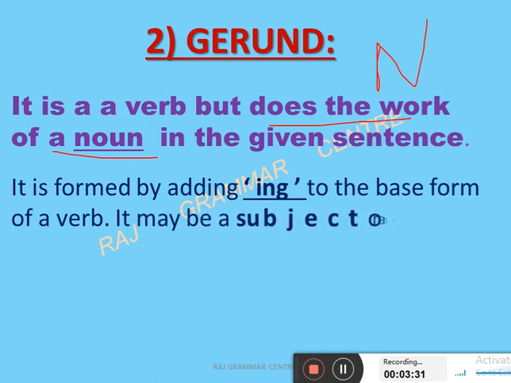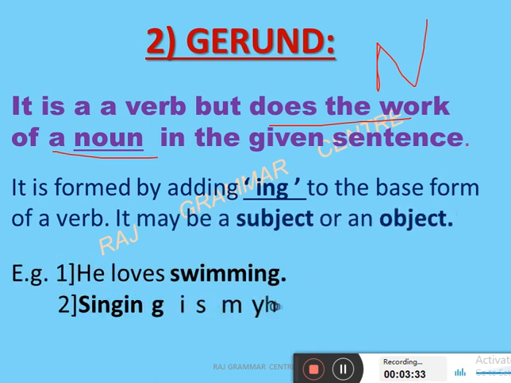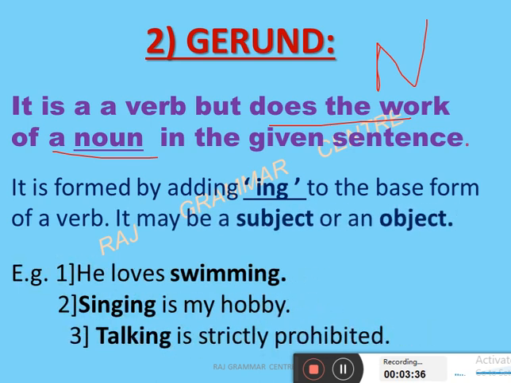Now see the examples. Before that, first keep the main formula in mind. It is formed by adding ing to the base form of a verb. In the same way, the participle also uses the ing form. So there is a similarity: the ing form is the present participle and also the gerund. Also, it may be a subject or an object. Whenever we talk about a noun, it is used in the place of a subject or an object, right? You know that very well. We have been studying that part since primary class.